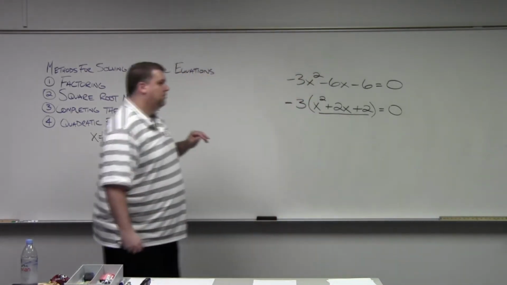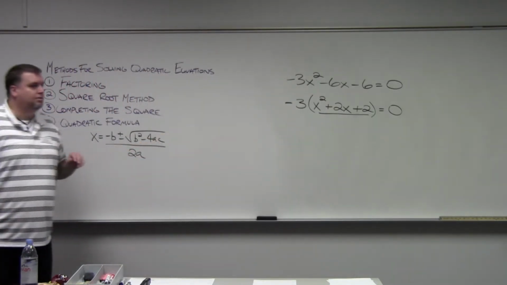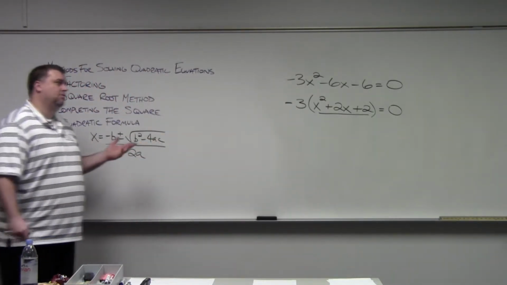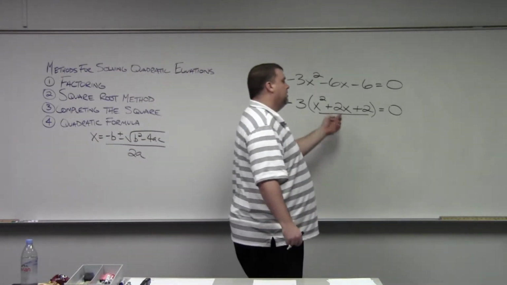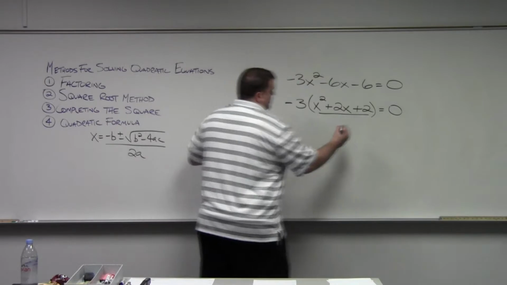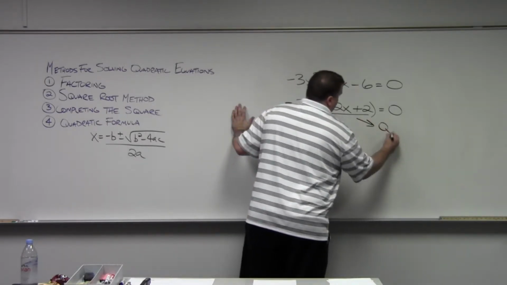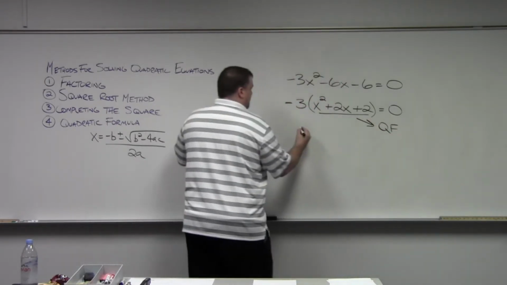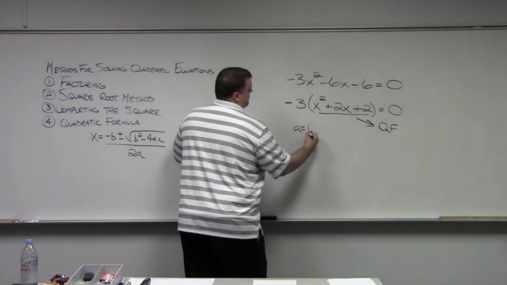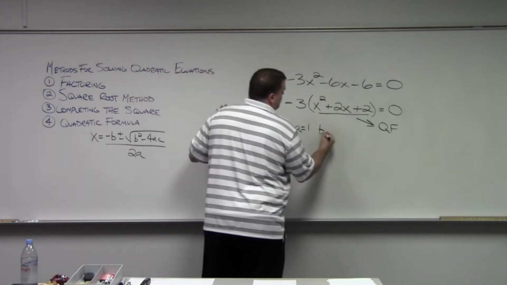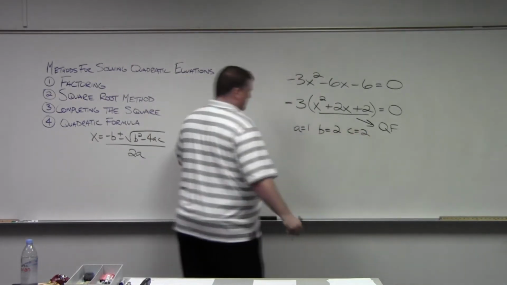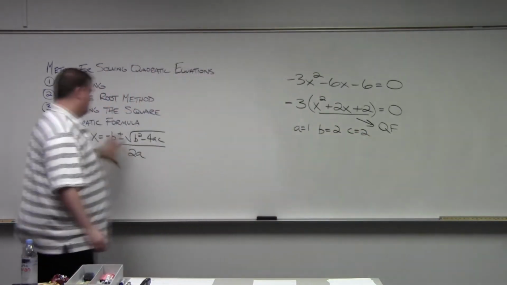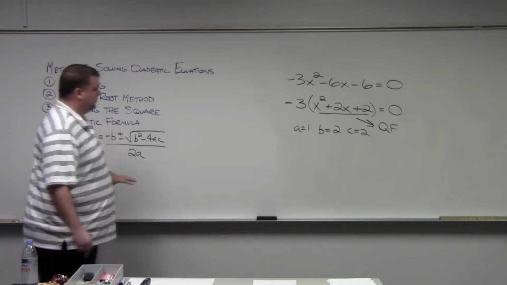Can I factor that? Are there any factors of 2 that add up to 2? No. The only thing that gives us 2 is 1 and 2, which would add to 3. It's not going to give us 2. So that tells us we have to go to the quadratic formula. So what would A be? 1. B? 2. C? 2. Equals 2 as well. So we're going right back to this equation again.